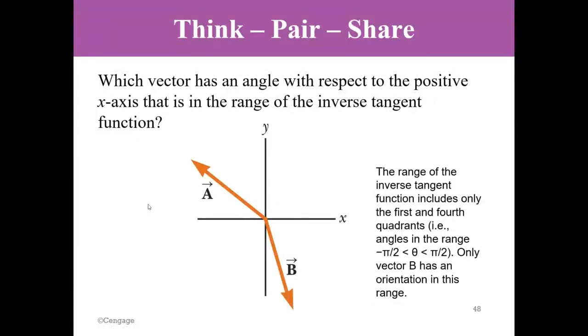Which vector has an angle with respect to the positive x-axis that is in the range of the inverse tangent function? As you know from trigonometry, the range for the inverse tangent function usually means the angles between minus pi over 2 and plus pi over 2, which means the first and fourth quadrants. We see that B is in the fourth quadrant. A is in the second quadrant, so it does not belong to the range of the inverse tangent function.